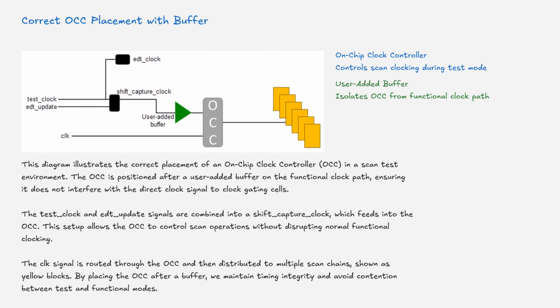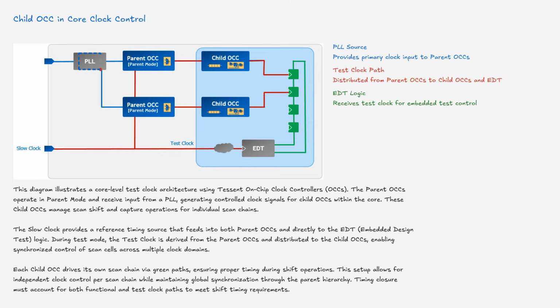By placing the on-chip clock controller after a buffer, write enable maintains timing integrity and avoids contention between test and functional modes. This diagram illustrates a core-level test clock architecture using Tessent On-Chip Clock Controllers, OCCs. The parent OCCs operate in parent mode and receive input from a PLL, generating control clock signals for child OCCs within the core. These child OCCs manage scan shift and capture operations for individual scan chains.